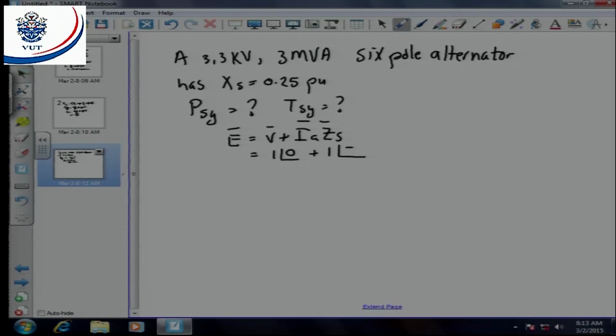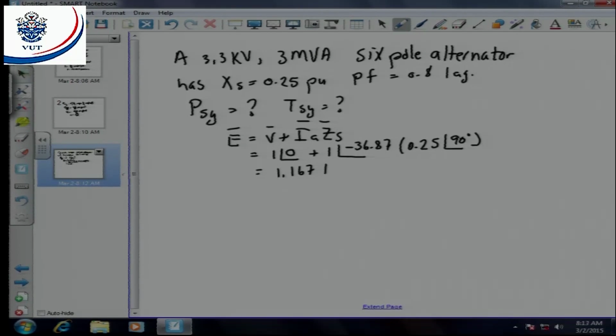The synchronizing power is equal to delta VE over XS sine (90 plus delta), which gives us 3 pi over 180 times 1 times 1.167 divided by 0,25 sine of (90 plus 9,9 degrees), which gives us 0,241 per unit.